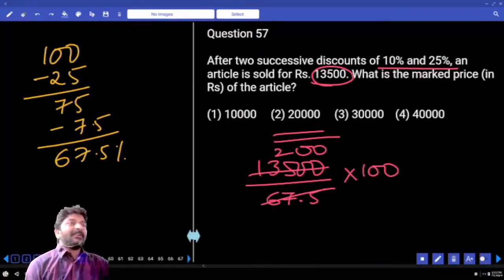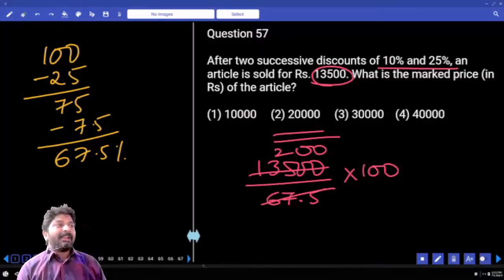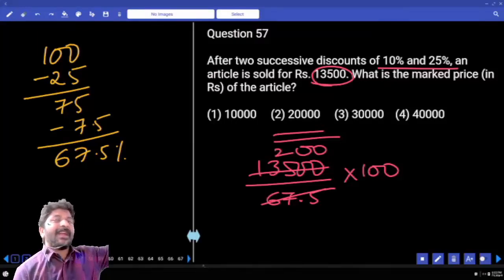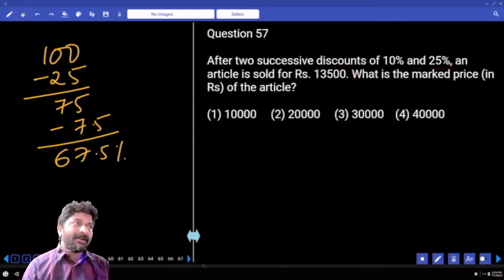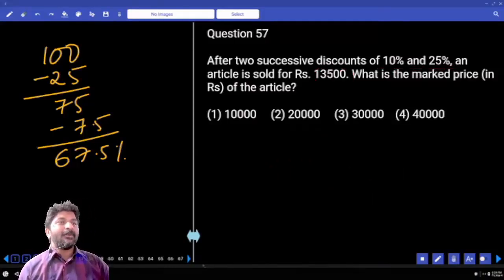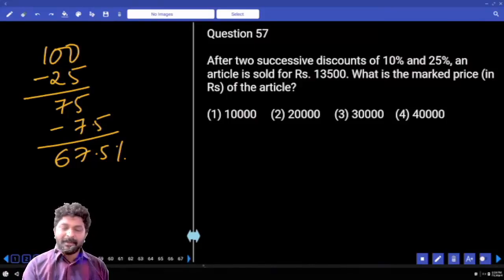See here, I would like to convey one more point. When we have data in the question, what was the order given, the discount order? First 10%, then 25%. But we calculated 25% first. Then, can we change the order? Yes. In percentages, order has no importance. Understood? You can change the order, no problem at all, because A% of B is equal to B% of A.